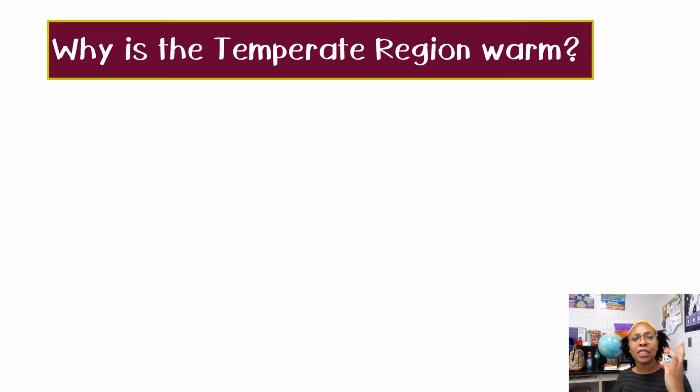So we know that there are three climate regions. We have the tropical, the temperate, and the polar. The tropical is really, really hot and humid. The polar, it's really cold, and then the temperate is the best of both worlds. So I want you to think about it. Pause this video and think about why is the temperate region warm?